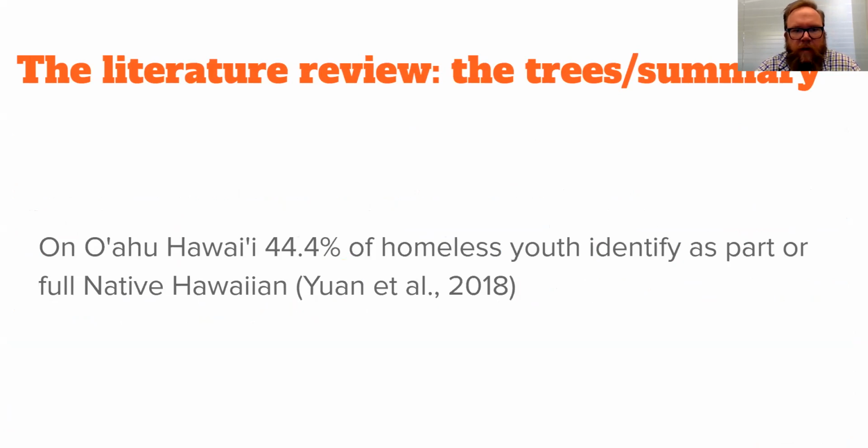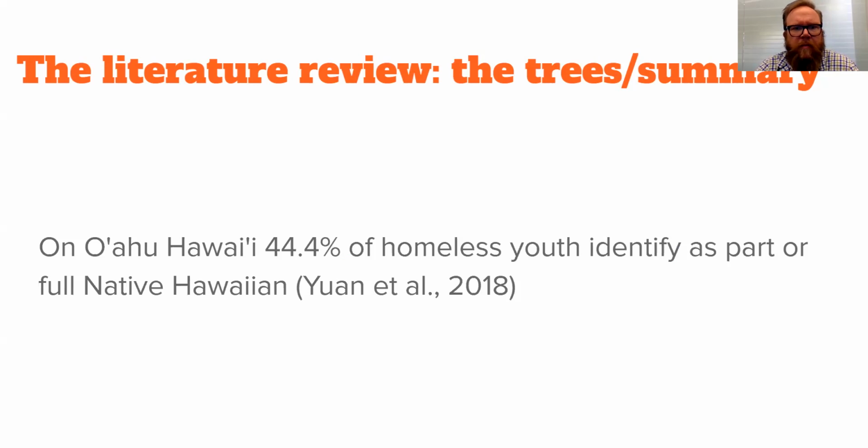So here's an individual example of summary. You can see it's one sentence. On Oahu, Hawaii, 44.4% of homeless youth identify as part or full Native Hawaiian. And then there's one citation after that. And so that's characterizing the results of one article.